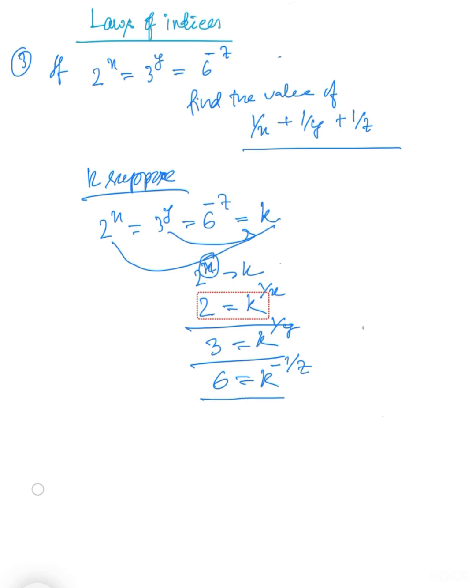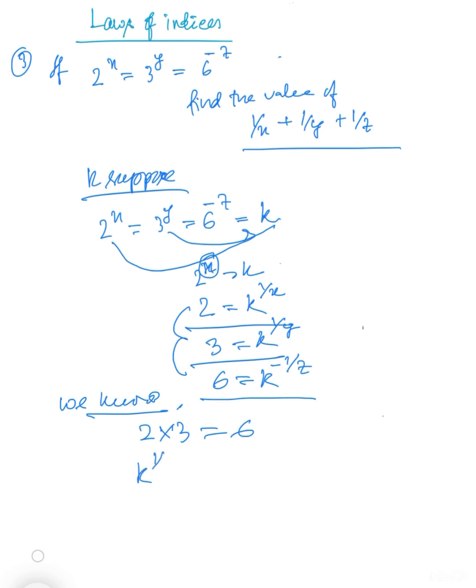Now, what is the relation between these 2, 3 and 6? We know that if we multiply 2 into 3, it becomes 6. We all know it, right? So if we replace 2 with the value k to the power 1 by x, 3 with k to the power 1 by y, and 6 with k to the power minus 1 by z.